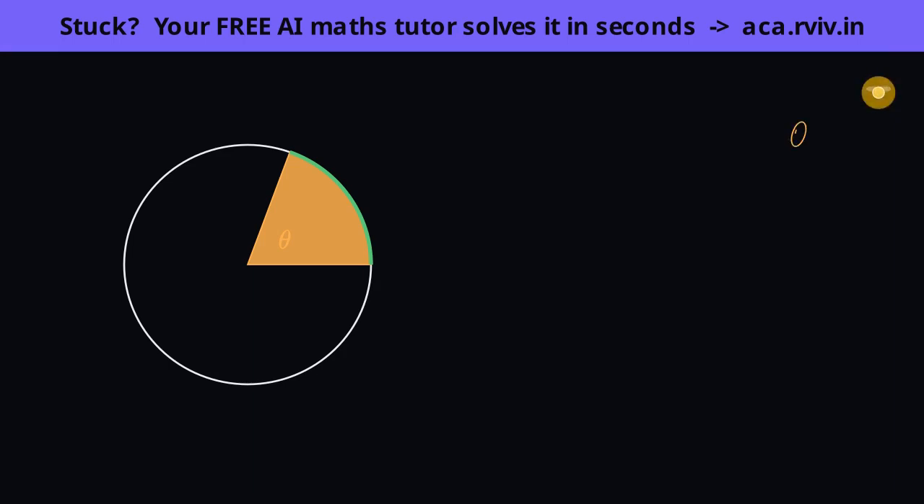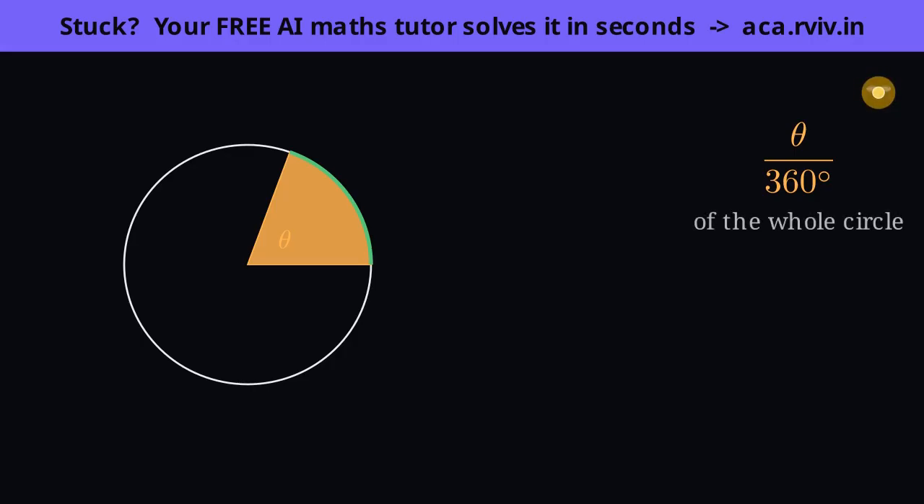And finding that fraction is easy, because a full turn all the way around the center is 360 degrees. So the slice's share of the circle is its angle compared to the whole turn, theta over 360. If theta were the whole 360, you would have the entire circle, a fraction of 1.